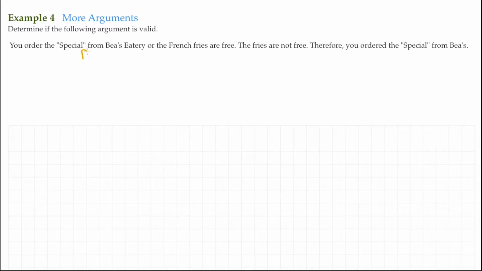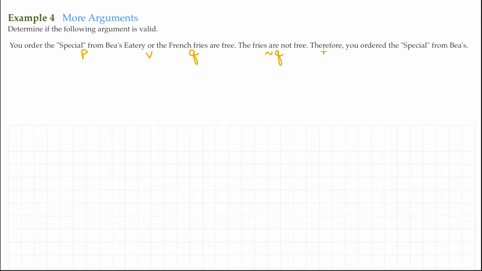That's going to be our first simple statement. That'll be P. Here's our or. That's a disjunction. And the French fries are free. That's going to be Q. So this makes up our first premise right here. You order the special from B's Eatery, or the French fries are free. Here's our next premise. The fries are not free. So this is going to be not Q.